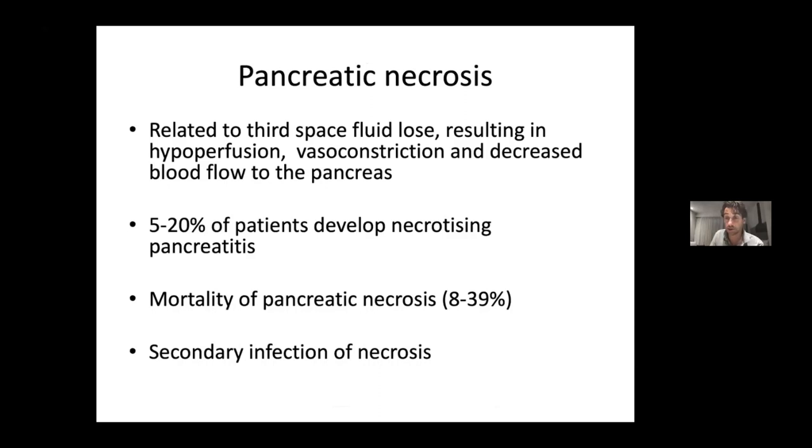So, pancreatic necrosis is another thing that can happen, and I mentioned earlier this might be related to third space fluid loss, hypoperfusion and decreased blood flow to the pancreas. Different studies show different things, but between 5 and 20% of patients with pancreatitis develop pancreatic necrosis, and the mortality can be quite high, up to 40%, and some studies say it's even higher, in the range of 50%. The problem with necrotic tissue is that it can get secondary infection due to translocation of bacteria. When people get infected necrosis, that carries an even higher mortality. So I think the patients with a high mortality of pancreatic necrosis are people who develop infected pancreatic necrosis.